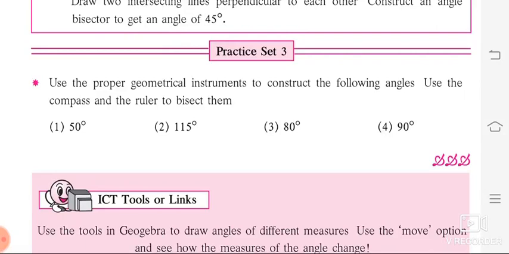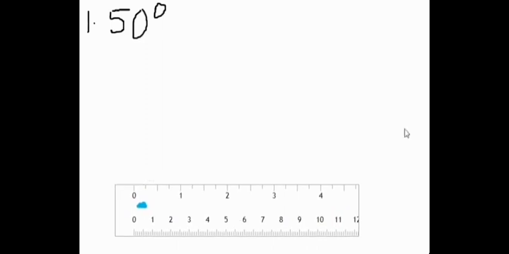Use the proper geometrical instruments to construct the following angles. Use the compass and the ruler to bisect them. So first we are going to begin with the first sum, that is 50 degree, means we have to draw an angle of 50 degree, isn't it?